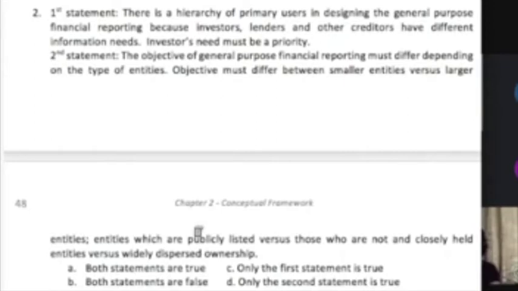Both statements are false because in the first statement, there is no such thing as hierarchy of primary users. Since in terms of conflict of needs, the board will seek to provide information that will meet the needs of the maximum number of primary users. In the second statement, it is also considered as false since the main objective of the financial reporting is to provide information about entities that can satisfy the needs of the primary users, and it is not stated that such information will differ depending on the type of entities. Okay, very good. Number 2 would be Bravo.